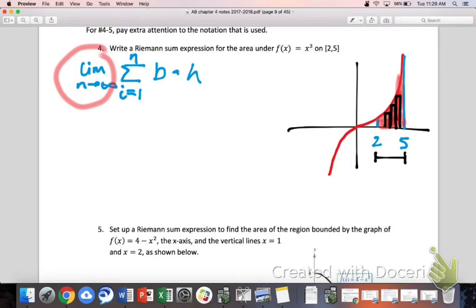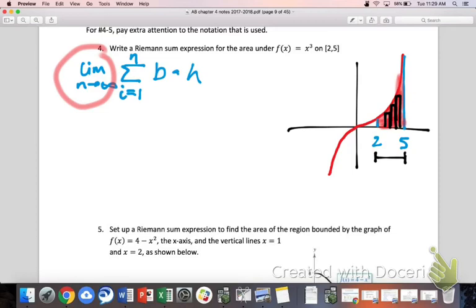If I wanted to take my interval width of 3, which goes from 2 to 5, and I wanted to put 10 rectangles in there, how wide would each rectangle be? 3/10, right? You just take the full interval width divided by the number of rectangles. And if we're doing it evenly, then each of them would be that wide.